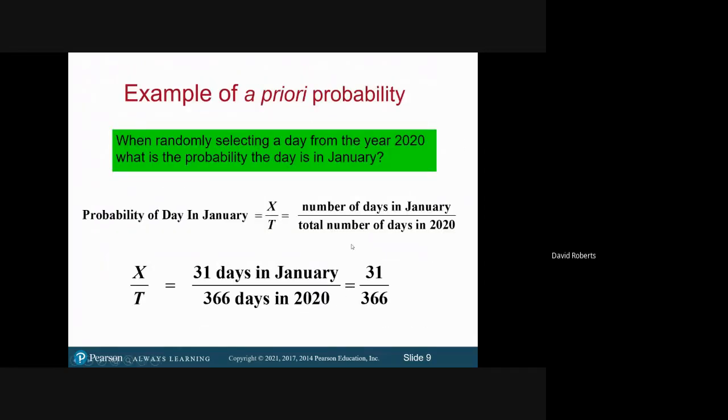So in this particular case, you take the probability, the number of days in January. It just so happens that 2020 is a leap year, so there's 366 days. And so you simply take the probability the day will be from January when it's randomly selected in 2020, be 31 over 365.